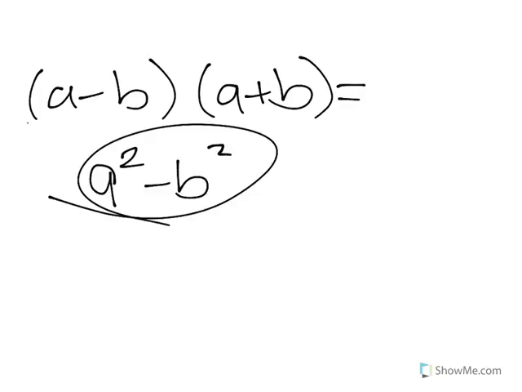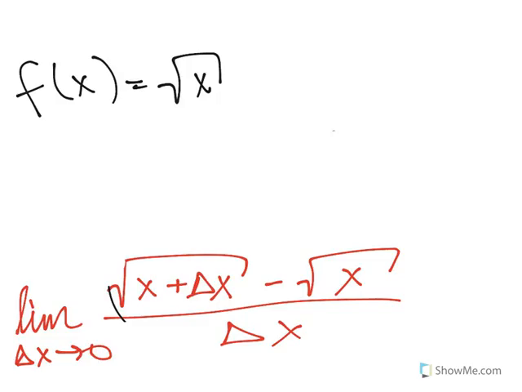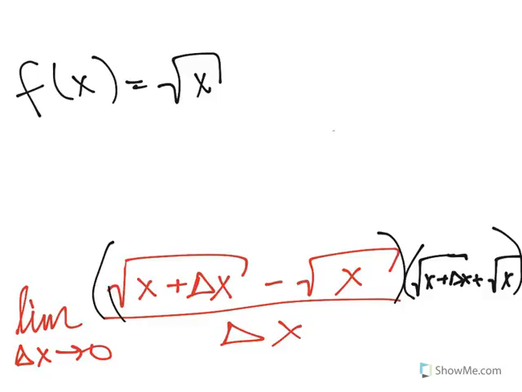As you can see here, if a is just the square root of something and b is the square root of something else, squaring it gets rid of the square root, of course. So we want to multiply this by the square root of x plus delta x plus the square root of x. And we want to do that also to the denominator, because if we didn't do it to both the numerator and the denominator, we would be changing the function itself, and we don't want that to happen.